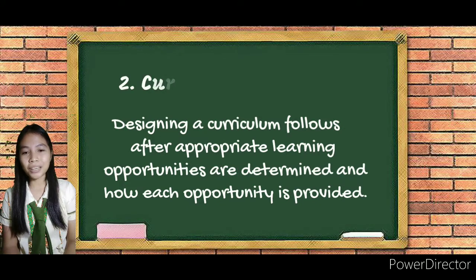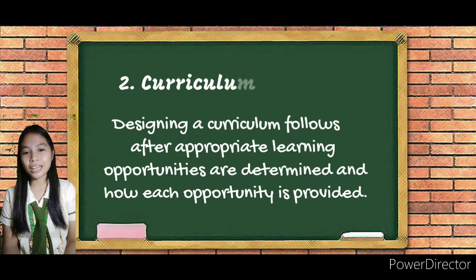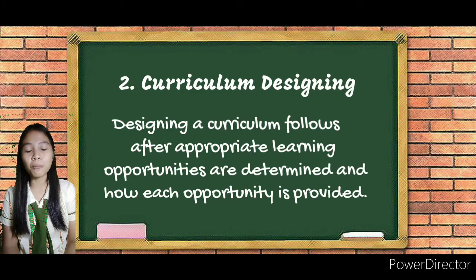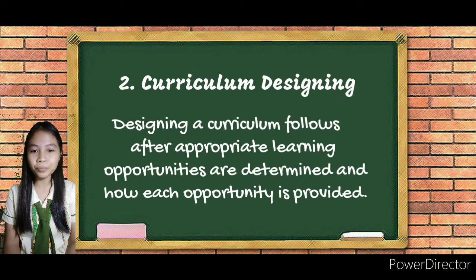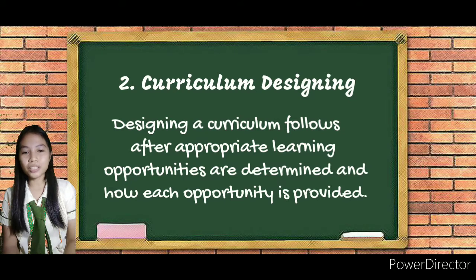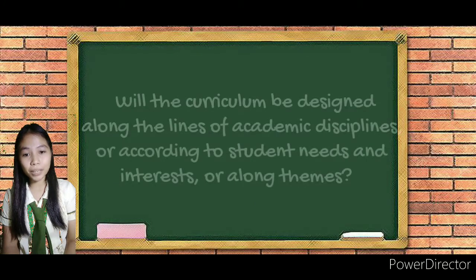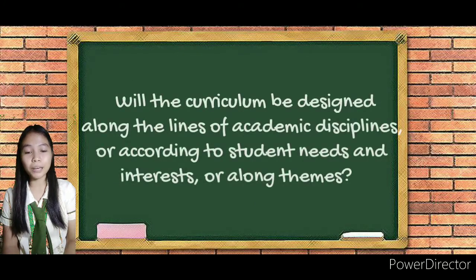The second step is curriculum designing. It follows after the appropriate learning opportunities are determined and how each opportunity is provided. There are some questions that need to be answered at this stage of the development process, like, will the curriculum be designed along the lines of academic disciplines, or according to the students' needs and interests, or along themes?